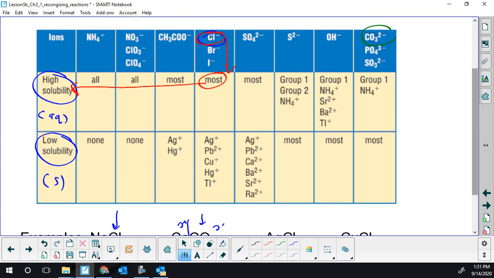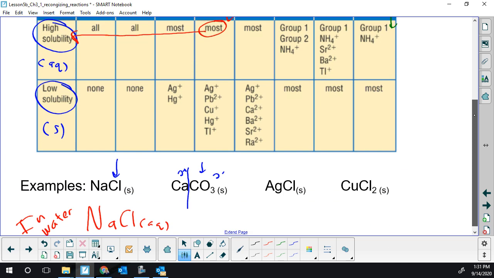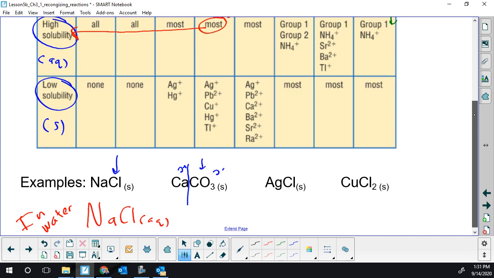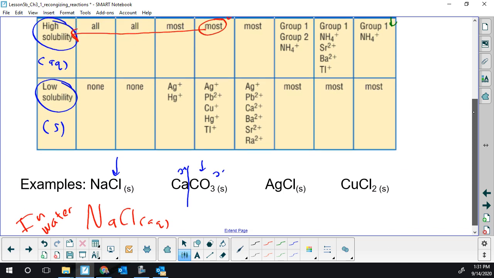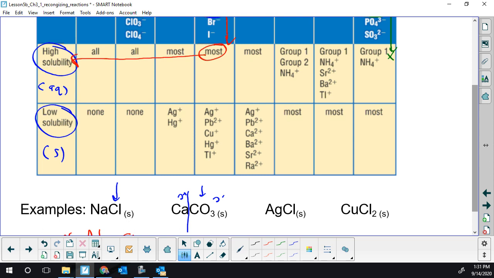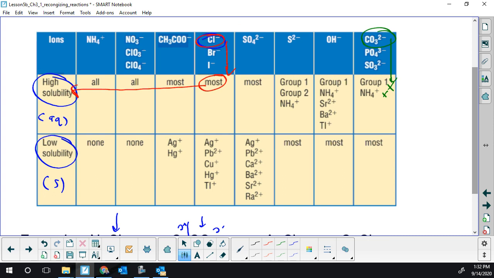So there's carbonate. It's in with the phosphate and sulfite. So carbonate with anything in group 1 would be highly soluble. Is calcium in group 1? No, it's group 2. It's an alkaline earth metal. So we're not there. It's not paired with NH4. We're not that. So we have carbonate paired up with most things.